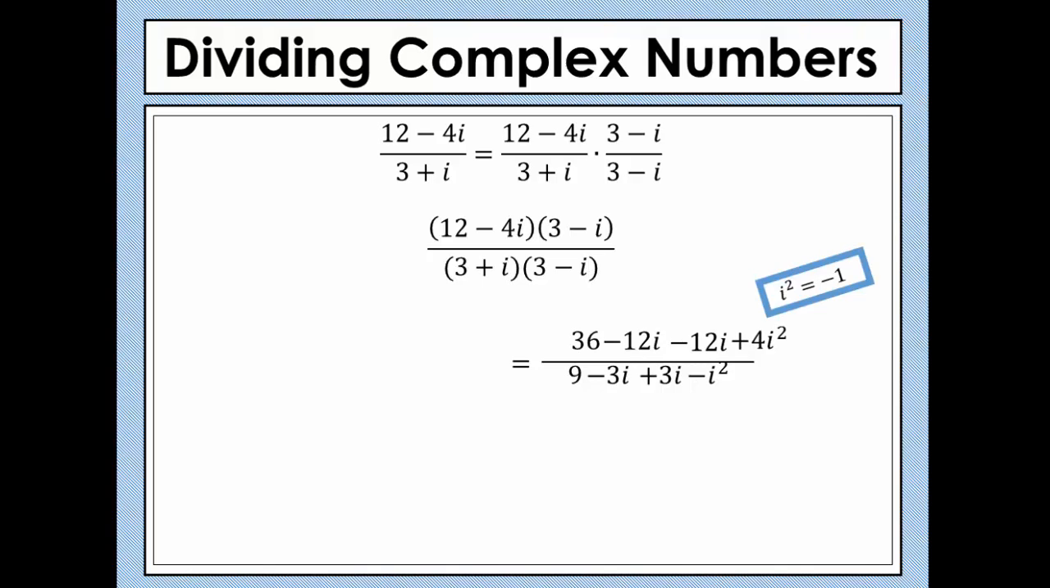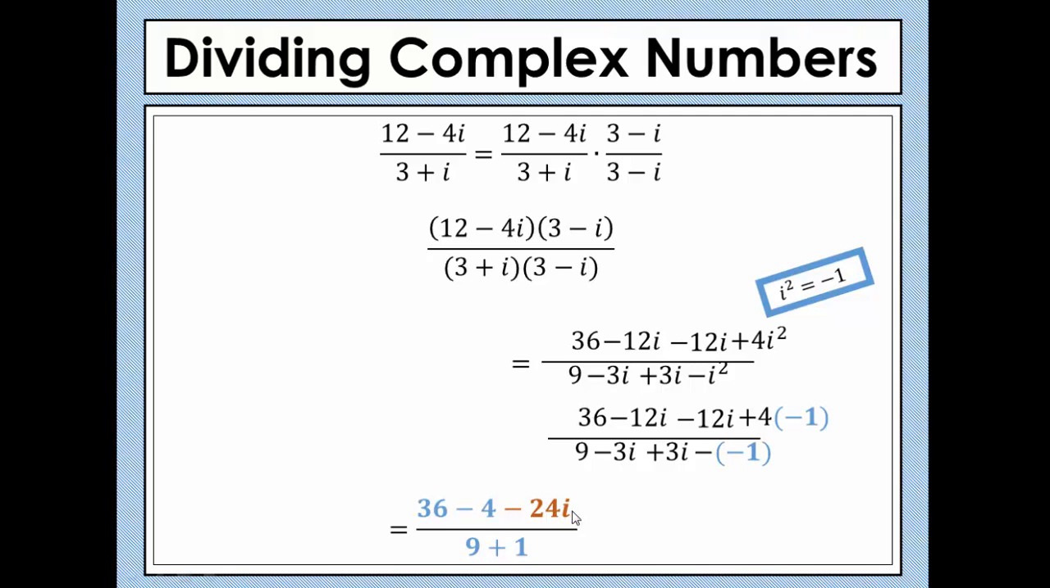Then from here, I'm going to take all my i squareds and plug in negative 1. So this is what my new equation looks like. Everything is the same, except for these i squareds got changed into negative 1s. Then I just go through and simplify. So 36 doesn't change. Positive 4 times negative 1 becomes negative 4. Negative 12 and negative 12 make negative 24.